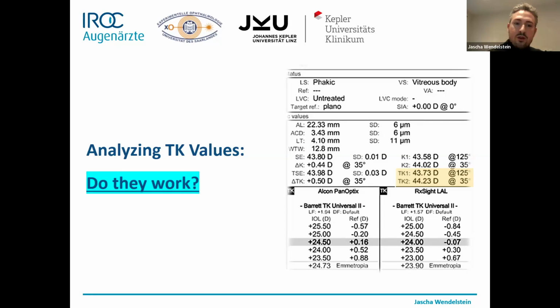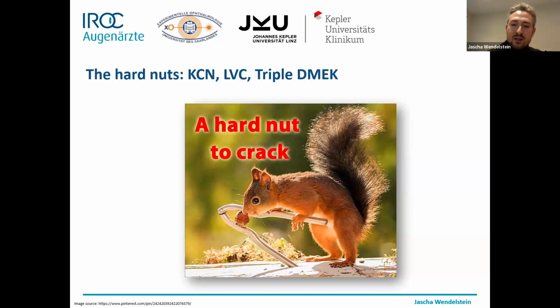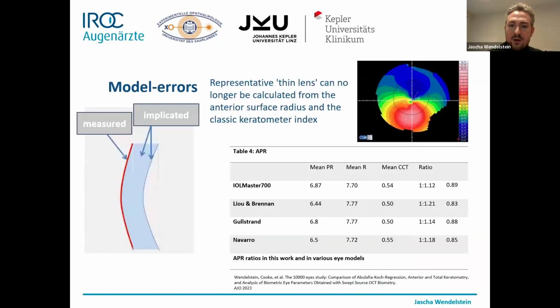Now let's have a deeper look. Do those promises work? Do the TK values actually work? Let's have a look at some special eyes to gain a bit of insight and look deeper into the hard nuts, which are basically the cases which give trouble to most people I know when calculating a lens. So it's keratoconus eyes, eyes after laser vision correction, and triple DMEK or eyes after DMEK. That'll make you think about what to do and how to calculate those eyes. And let's see how the TK values work for that.